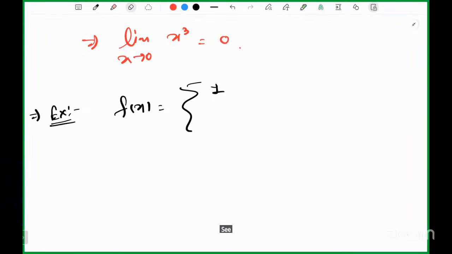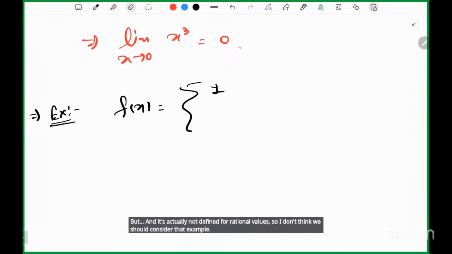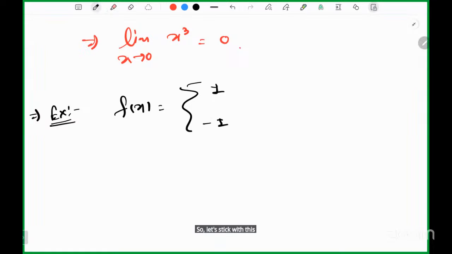See, there is an issue with taking minus 1 to the power x. Minus 1 to the power x will follow this definition because it's a nice function, an exponential function, but it's actually not defined for rational values. So I don't think we should consider that example. Let's stick with this new example I want to take. f of x is 1 when x is greater than or equal to 0, and f of x is minus 1 when x is less than 0.